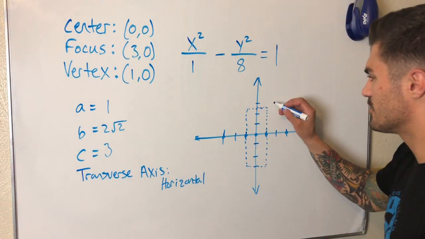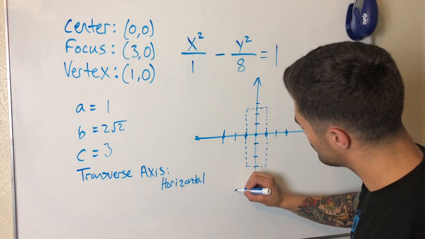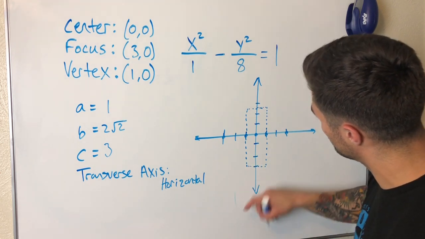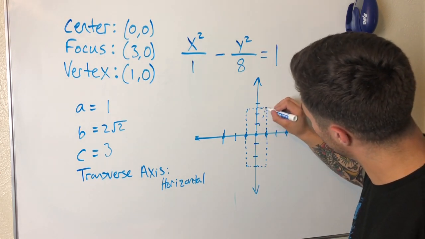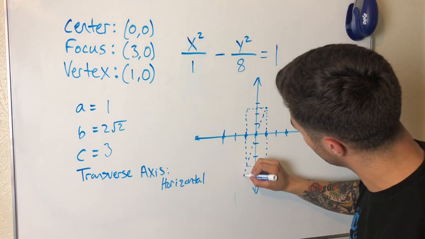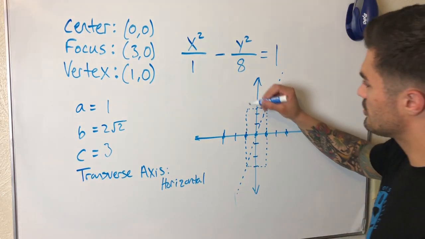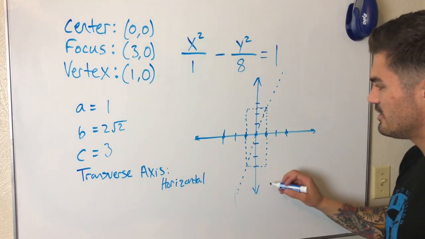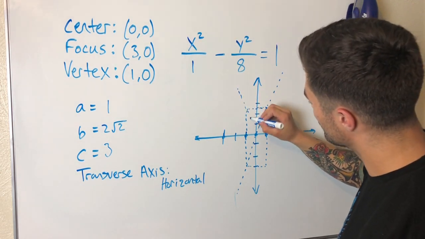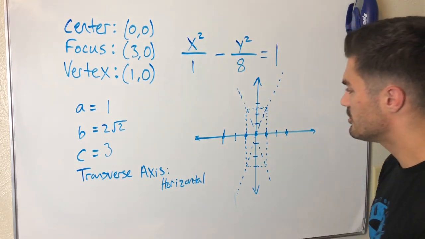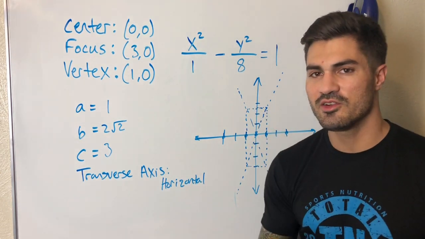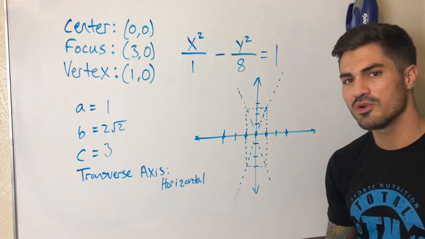Oblique asymptote, I feel like it's more common. So again, if I draw a line through the center and through each corner, then that is an asymptote, as well as this line down here, through both corners. So hyperbolas always have 2 asymptotes, and there is a formula to remember the asymptote.